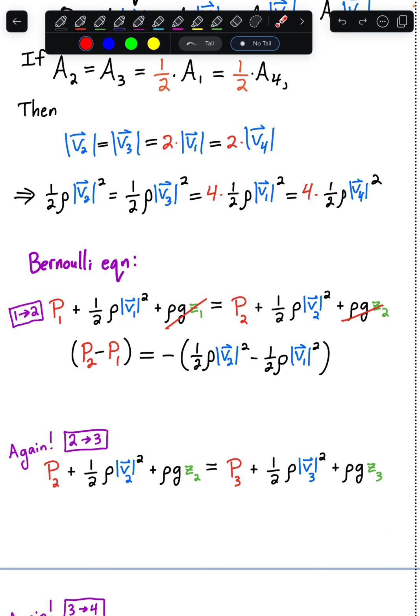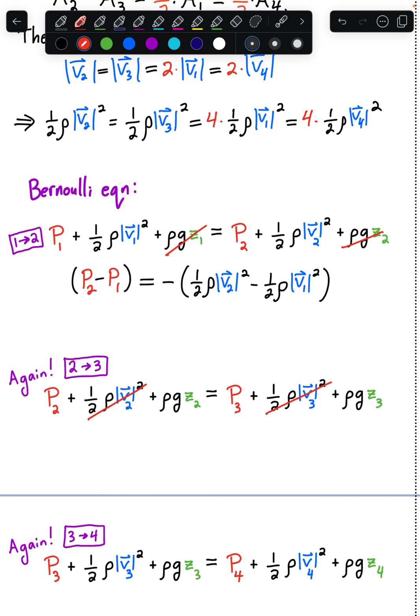Let's apply the Bernoulli equation again from moments 2 to 3 in the narrow section of pipe where the pipe is raising. From 2 to 3, we know the speed is the same since the cross-sectional area is the same. So therefore, this time, these two terms are equal to each other, so we can subtract them. They cancel out, and therefore we write that the pressure at 3 minus the pressure at 2, this time the difference in pressure, is going to be equal and opposite to the difference in gravitational potential energy density.